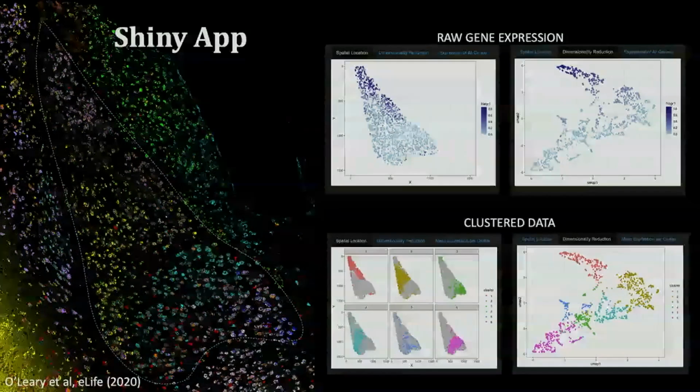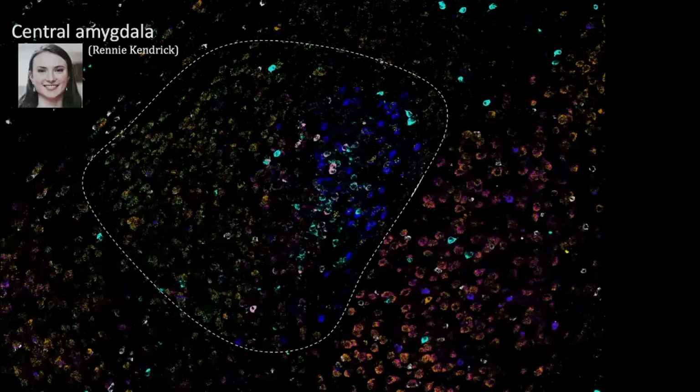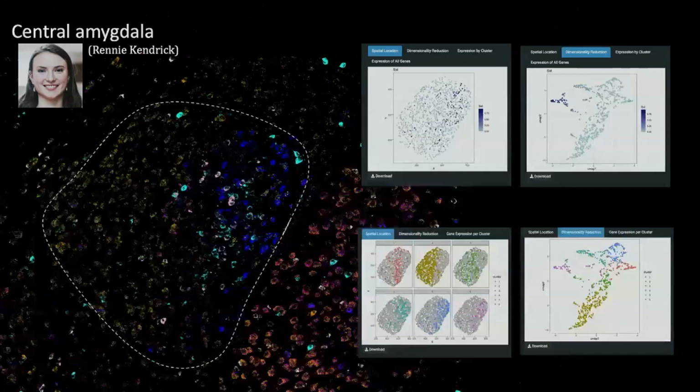And so now this technique is being used a lot more frequently within our lab. And so I've had lots of alpha testing that has gone on through my various lab members. In another amygdalar nuclei, Rennie Kendrick has looked at the central amygdala. So this is what comes out of our Fiji app. And then you can just put it into the Shiny app and do your various dimensionality reduction and clustering.